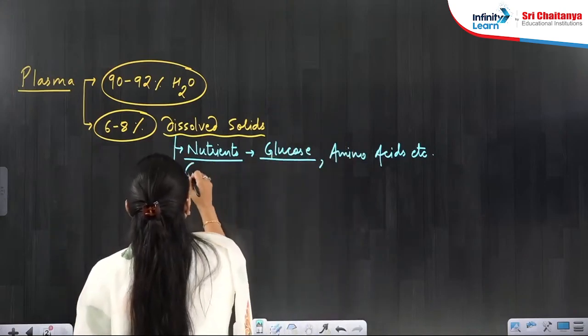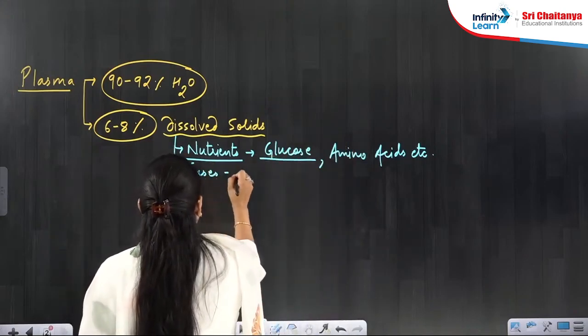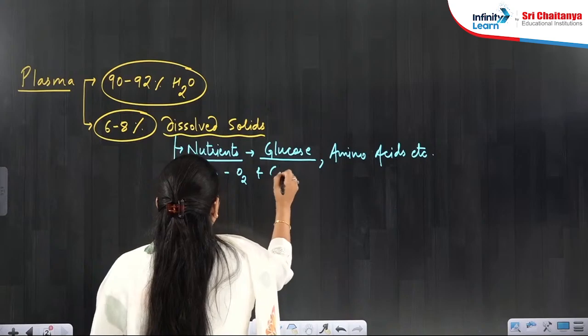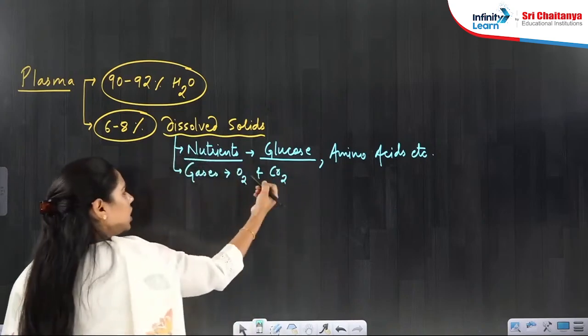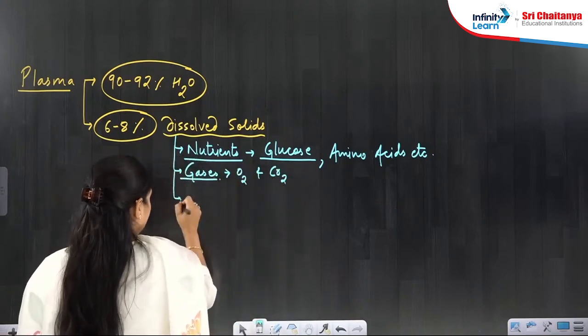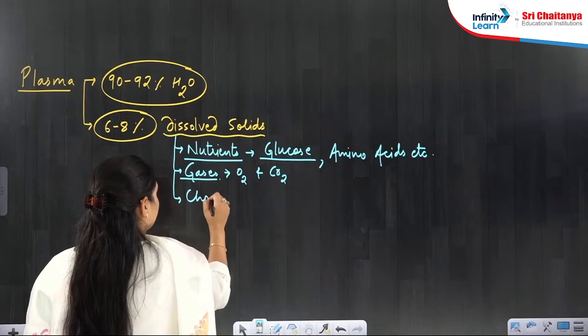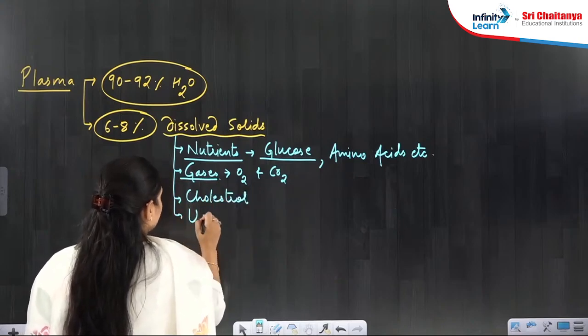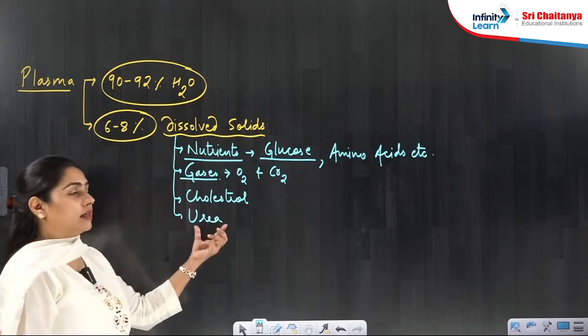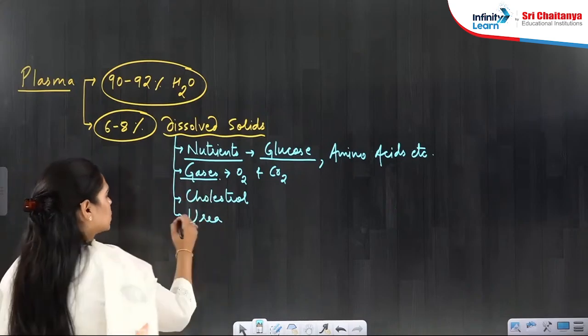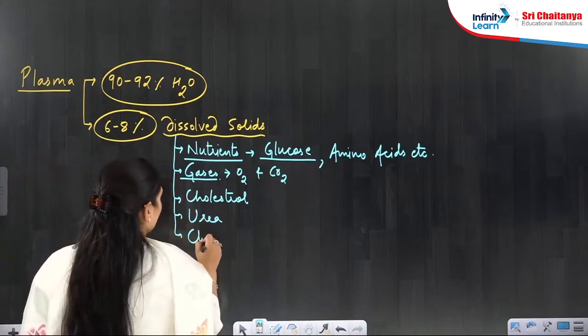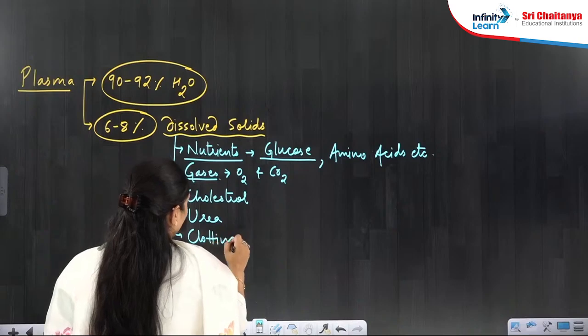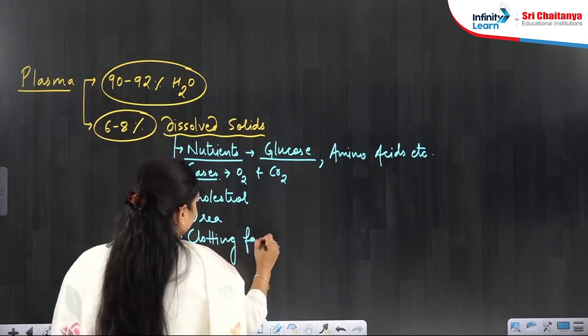Then gases will be there, beta. Gases like oxygen, carbon dioxide are dissolved. Then cholesterol can be there. Urea can be there. Urea is present in your blood. Cholesterol is present in your blood. Then you have clotting factors. Clotting factors, beta, very, very important.